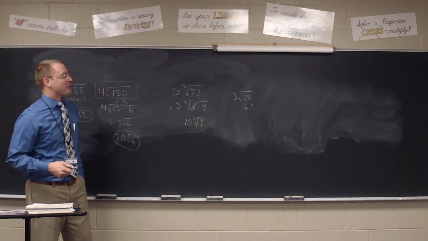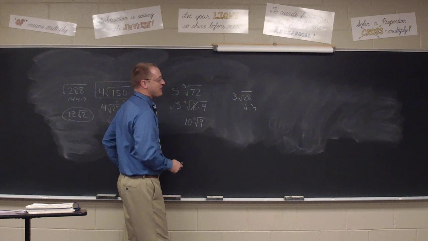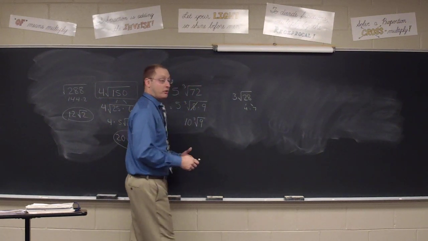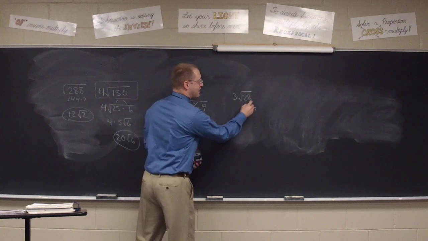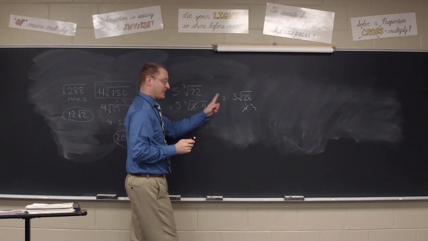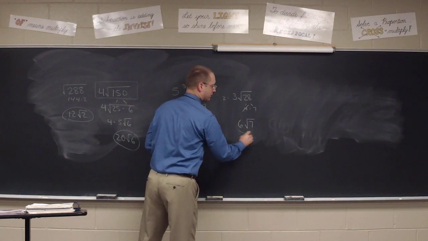Brain shut down. 4 times 7, there we go. Brain started working again. 28 is 4 times 7. Good. Remembering our multiplication tables. Thank your elementary teachers for that. And we'll take the square root of the 4 and make that a 2, which gets multiplied by the 3 to get 6, but we'll leave the square root of the 7.